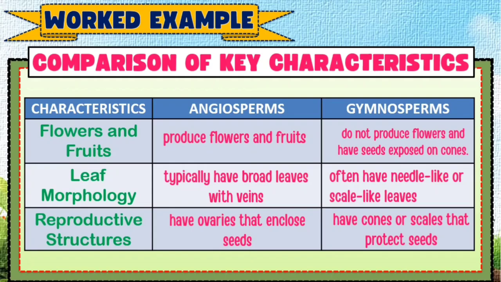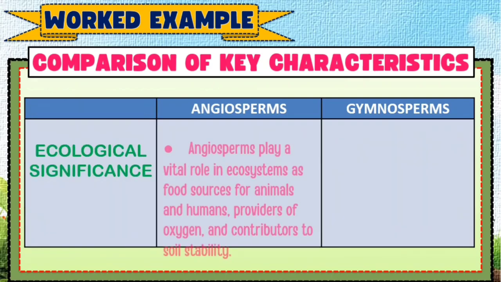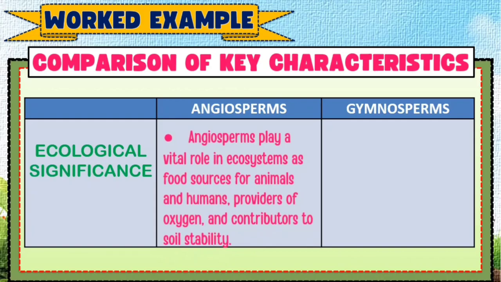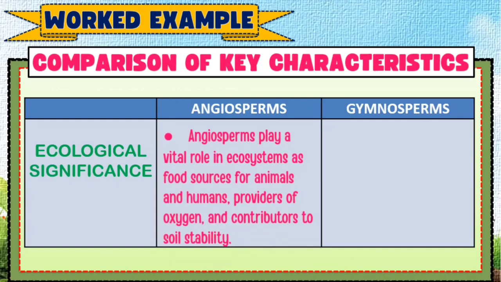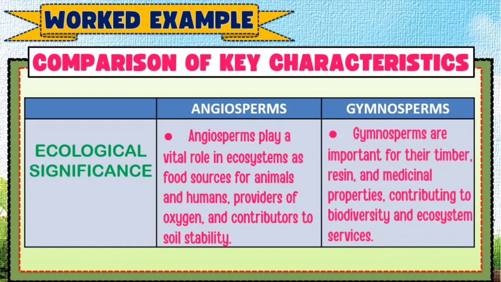Next, ecological significance. Angiosperms play a vital role in ecosystems as food sources for animals and humans, providers of oxygen, and contributors to soil stability, while gymnosperms are important for their timber, resin, and medicinal properties, contributing to biodiversity and ecosystem services.